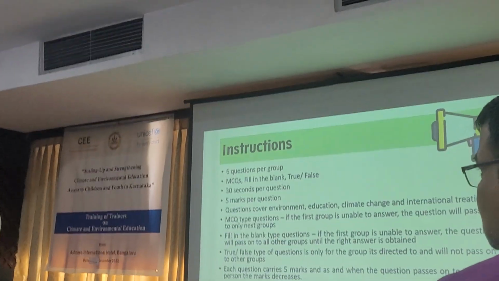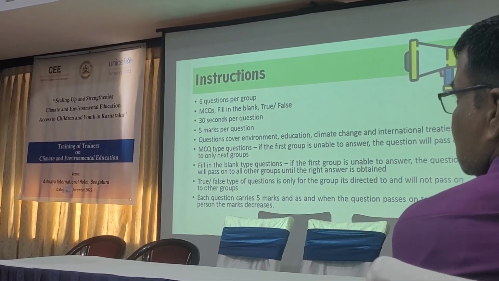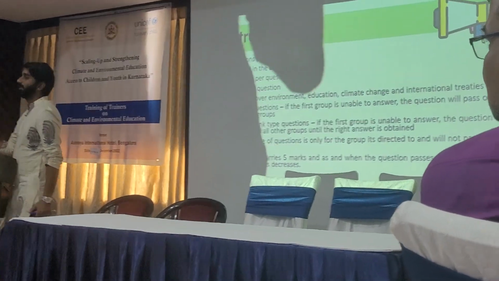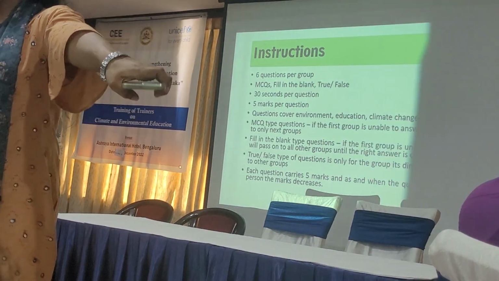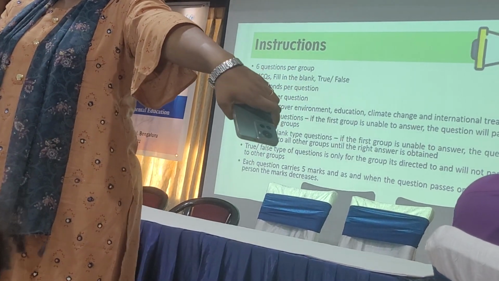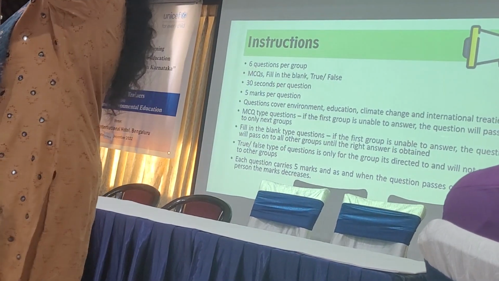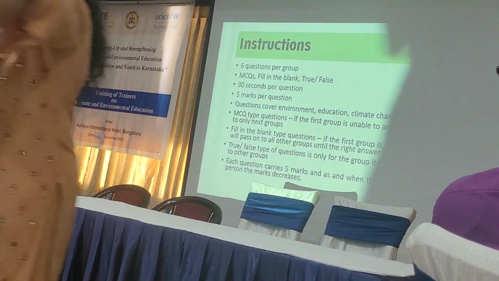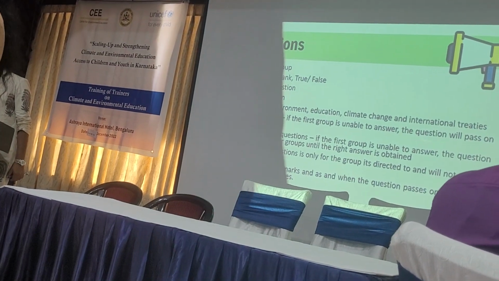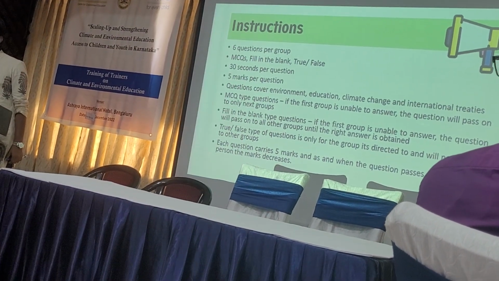No, we will go clockwise. Decide from where to start, from here or here? Here only? We'll start from here. Not anti-clockwise, clockwise. So they will be the first group, second group, third group and the fourth group.